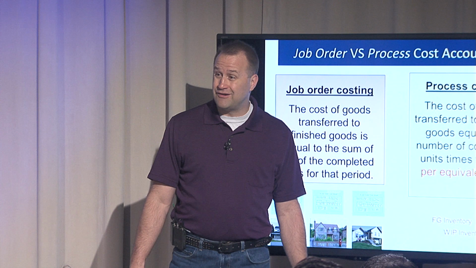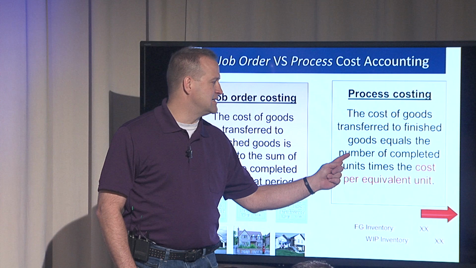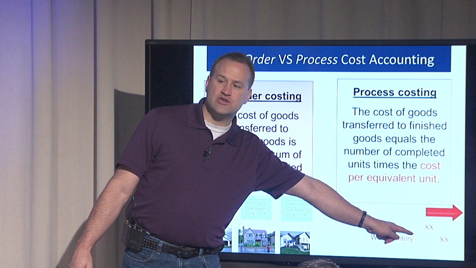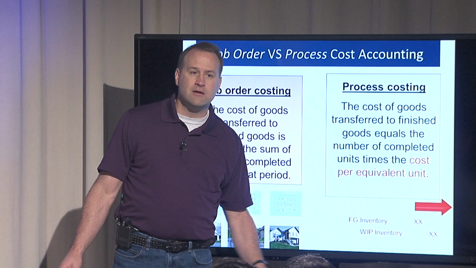But it is a little bit more difficult with process costing, okay? What we're going to see is the cost of goods transferred to finished goods is going to equal the number of completed units times the cost per equivalent unit. The cost per equivalent unit. And that is how we'll determine the numbers that go into that journal entry. Now, I introduced a new term here, equivalent unit. We're going to talk about that here in a second and for a few minutes, okay?